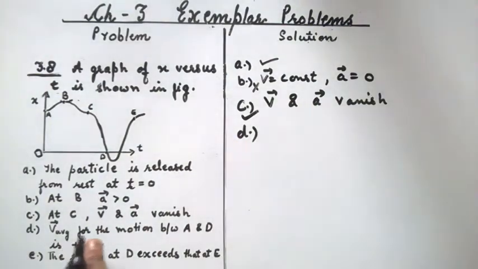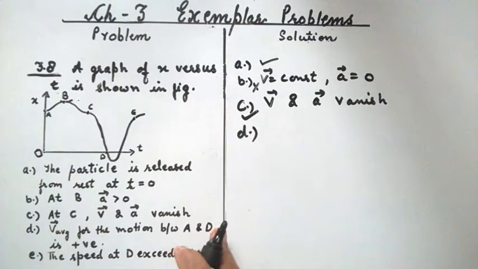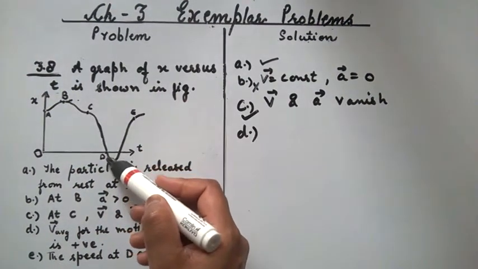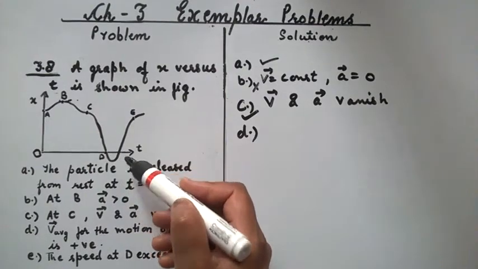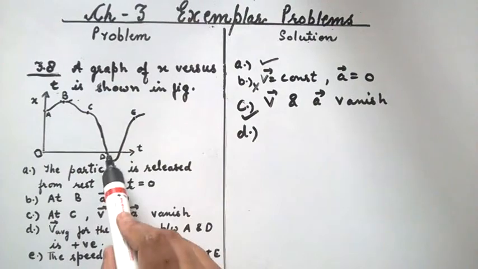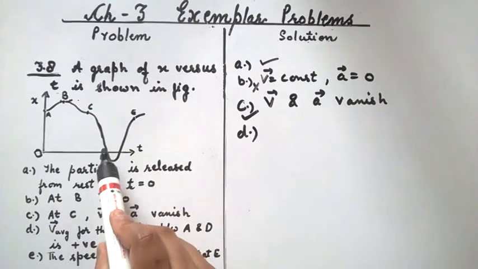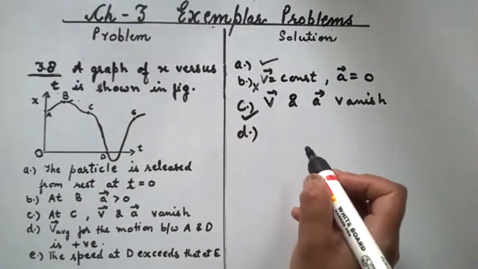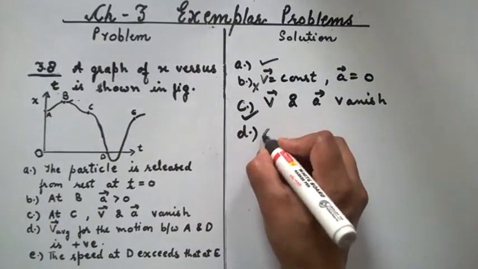Average velocity for the motion between A and D is positive. We can see that the velocity is decreasing with time. Here D has decreasing speed or velocity as compared to A. So it will be negative, not positive. So it is a wrong one.